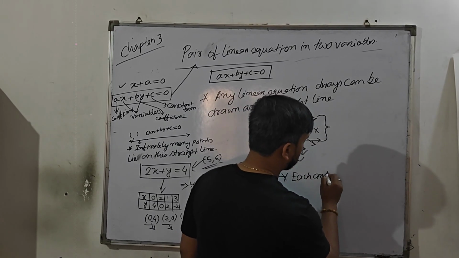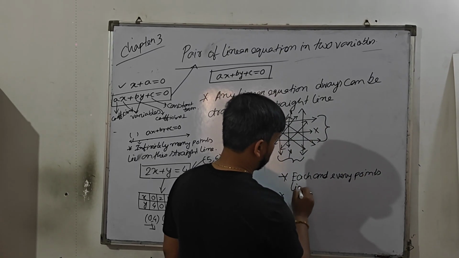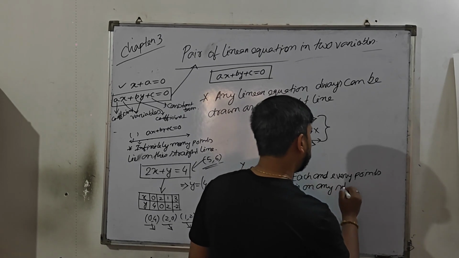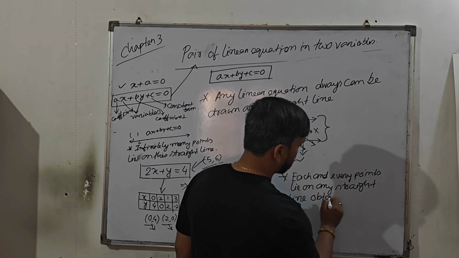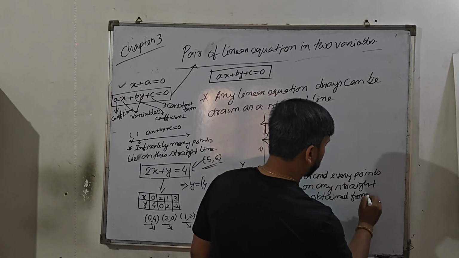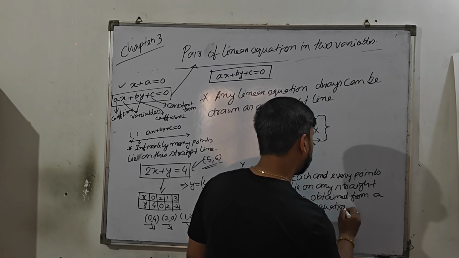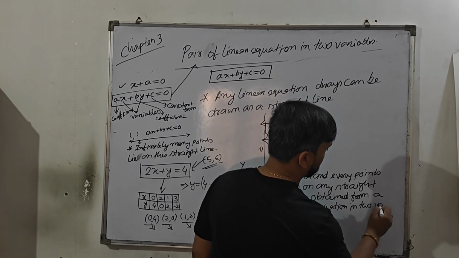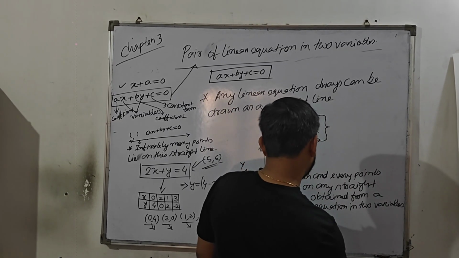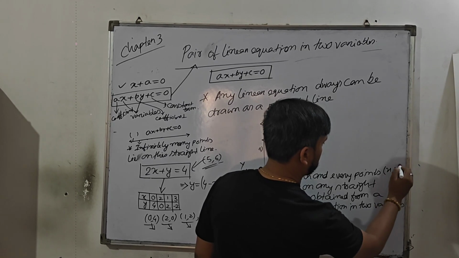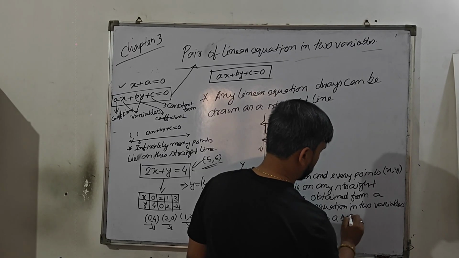Each and every point lying on any straight line of a linear equation in two variables indicates a solution.